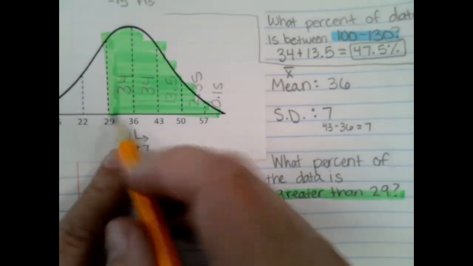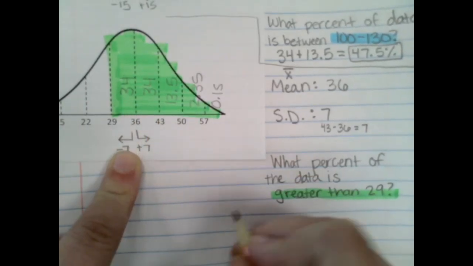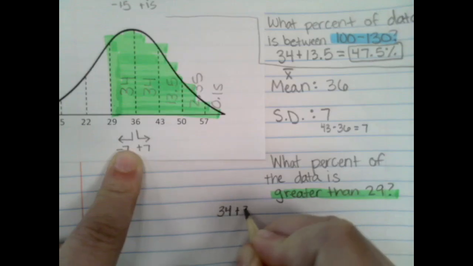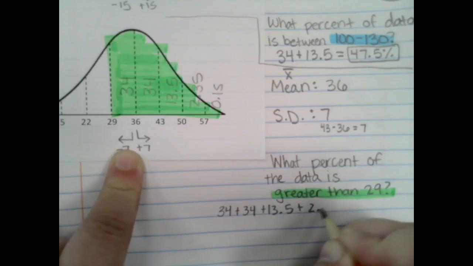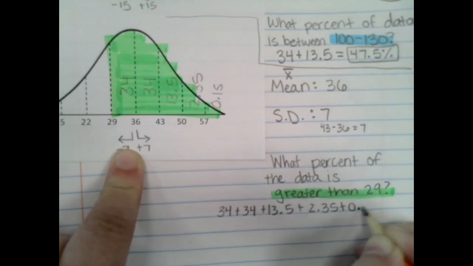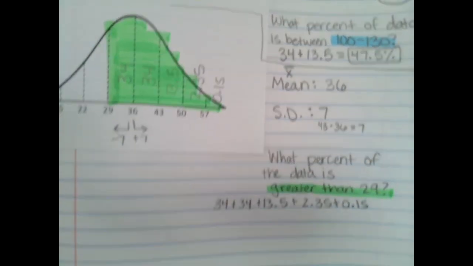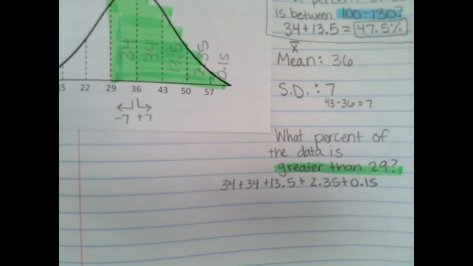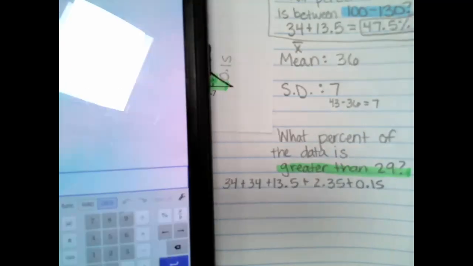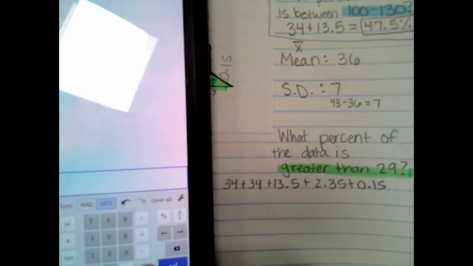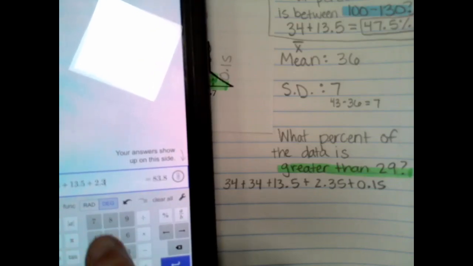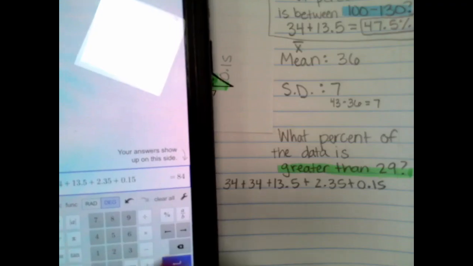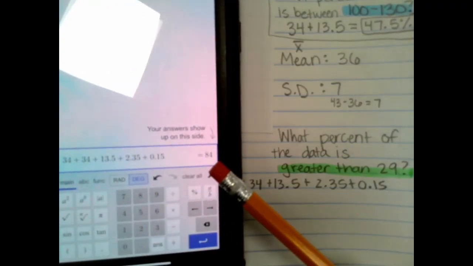So one way to do it would be to add individually all those numbers. So 34 plus 34 plus 13.5 plus 2.35 plus 0.15. If you're doing this, I suggest doing it in Desmos because it's easier to go back and erase if you make a mistake, as well as that's the one you get to use on your computer. So 34 plus 34 plus 13.5 plus 2.35 plus 0.15. And our answer ends up being 84.